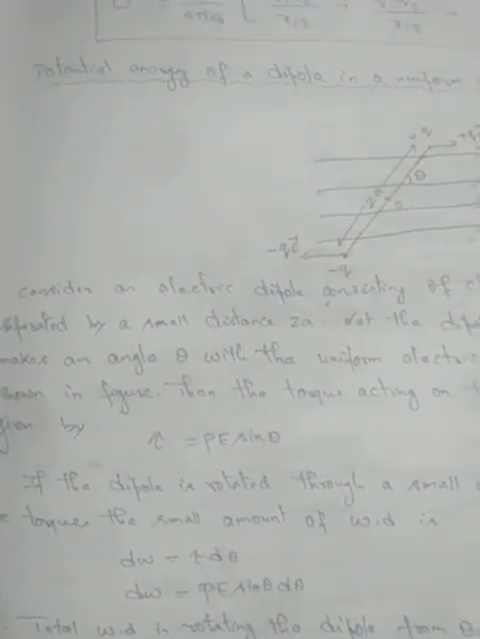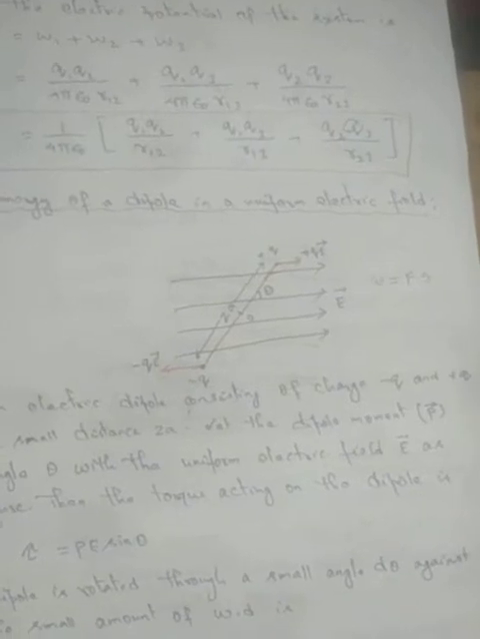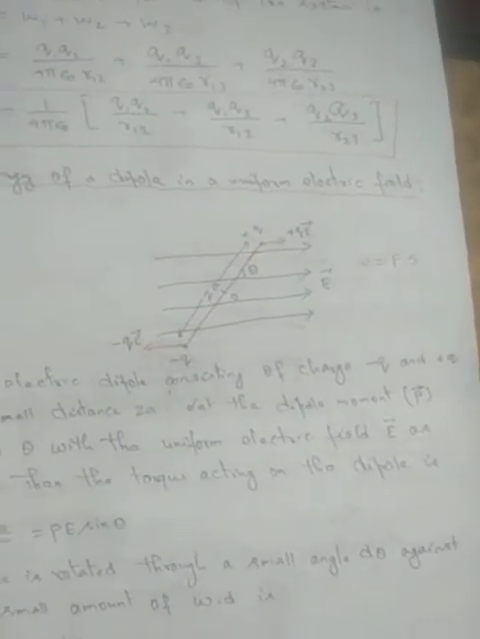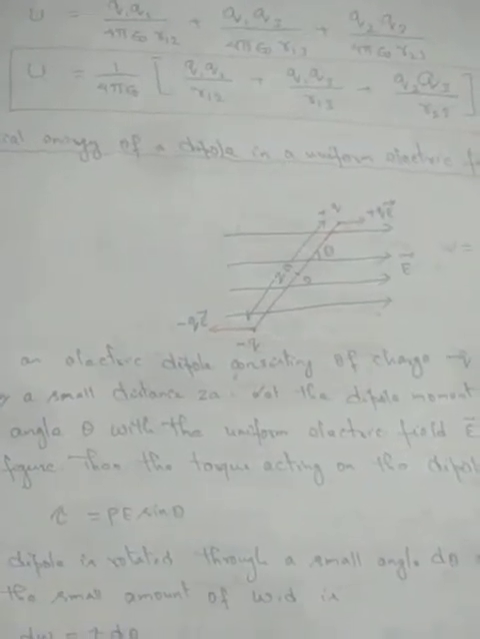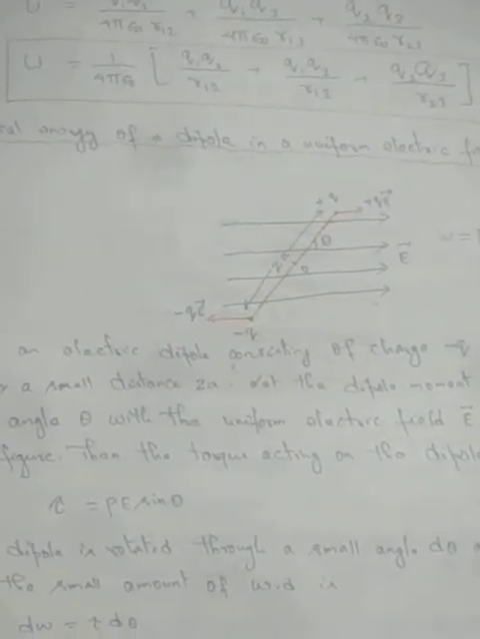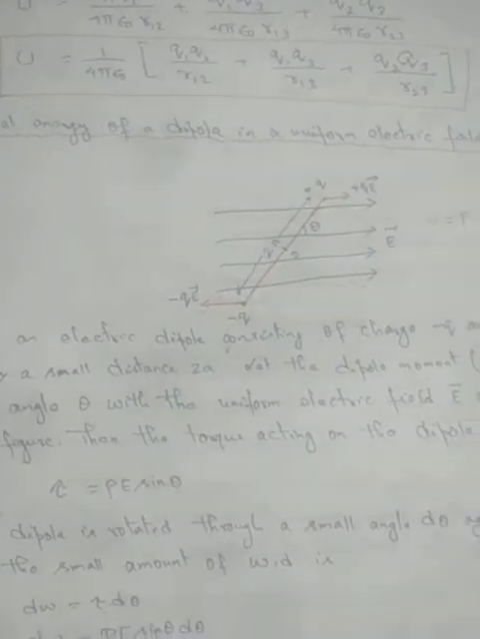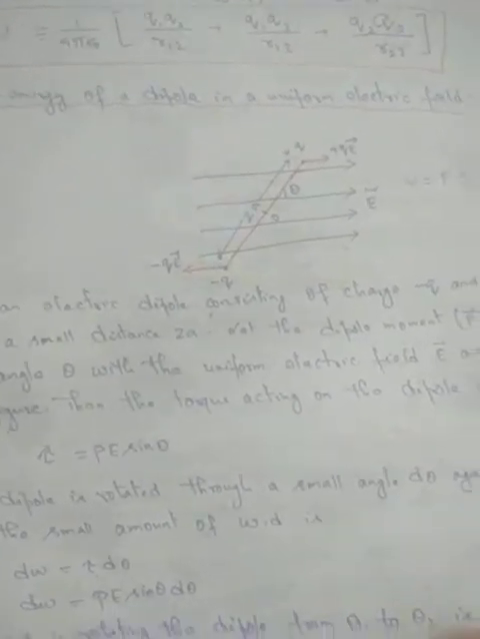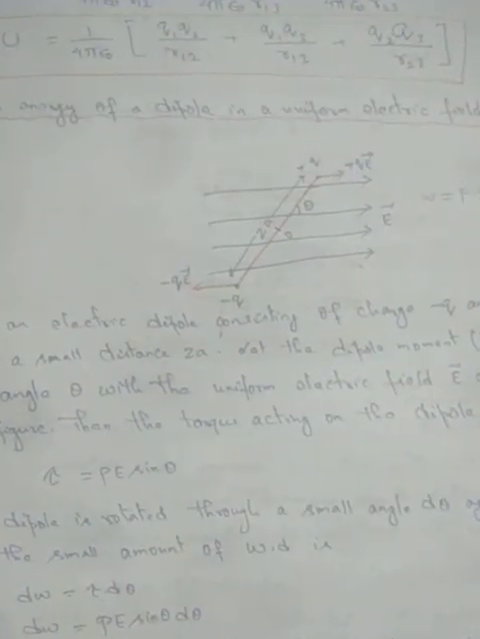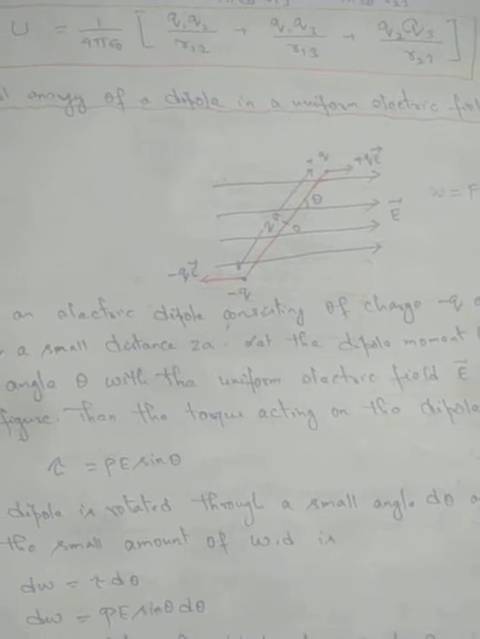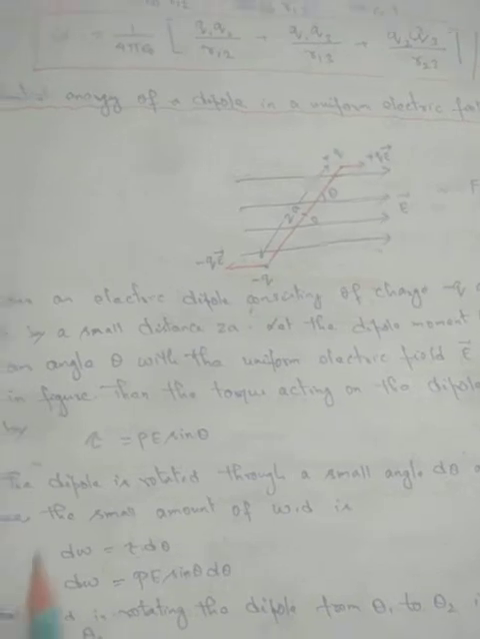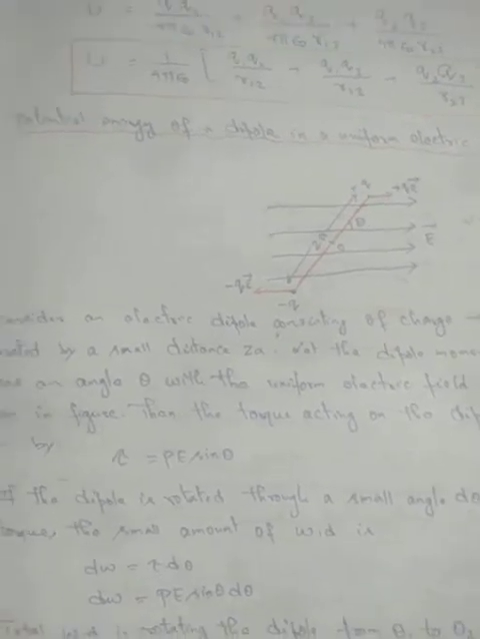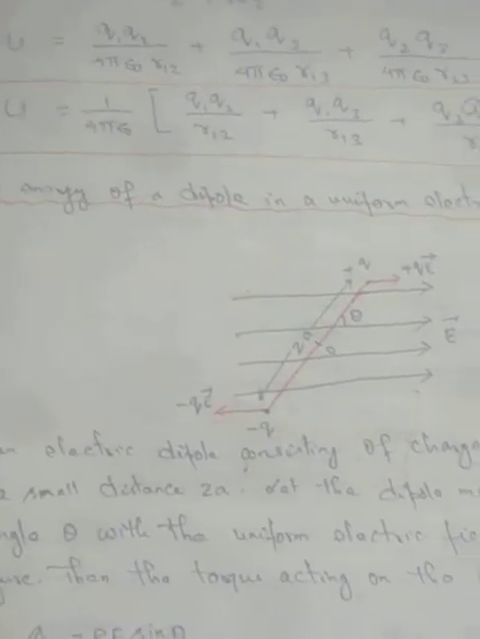If the dipole is rotated through a small angle d theta against the torque, then some work has to be done. Just like when you push a body and change its position from one place to another, you need to apply a force. But in this case the force is not a linear force, but a rotating force, which is due to torque. Please remember that torque is a rotating force; it behaves like a linear force only.